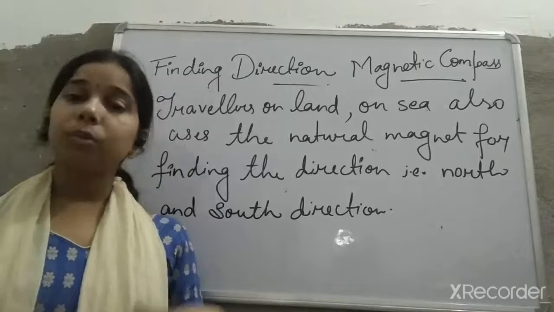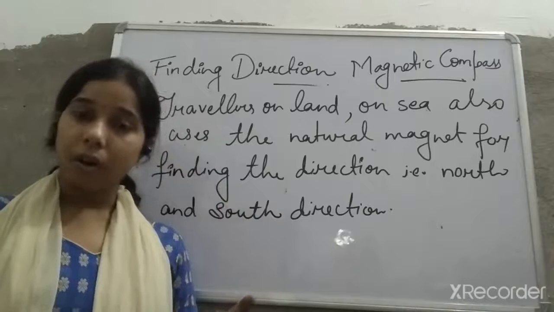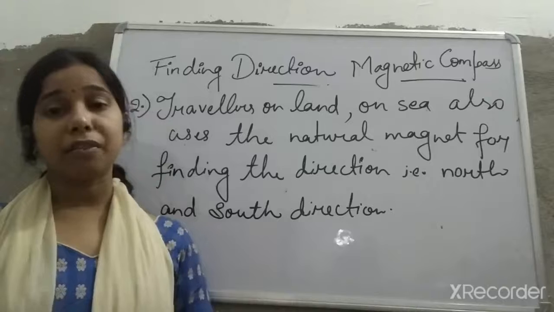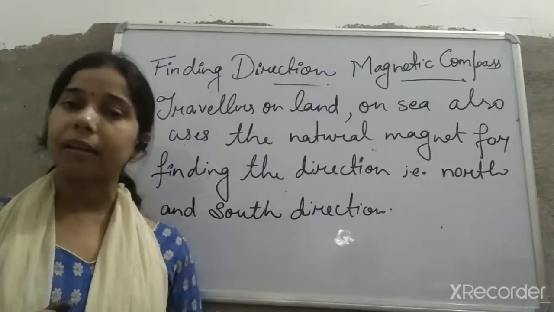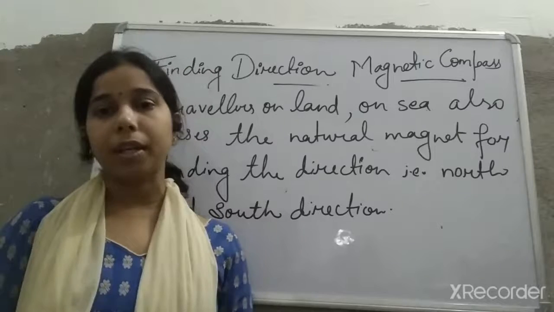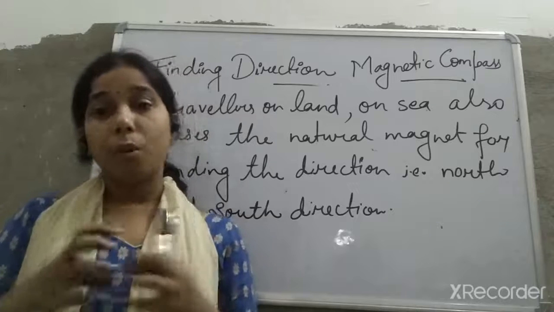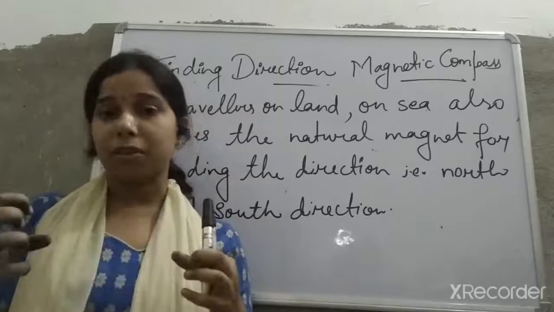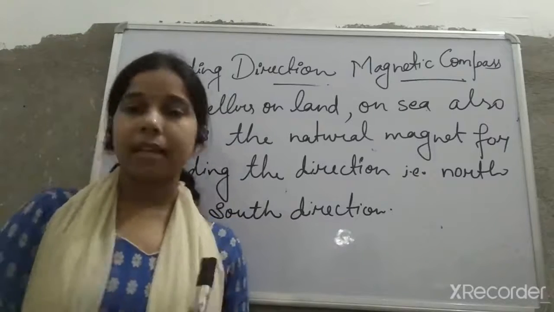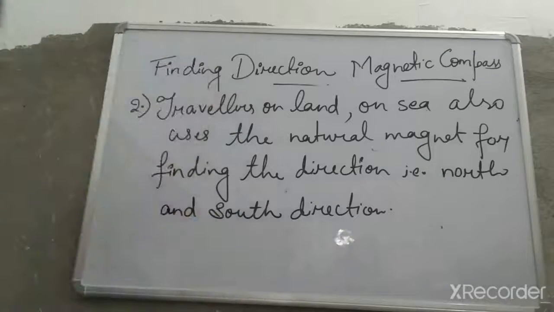Now we will study what a magnetic compass is and how it is used, or what are the different uses and the importance of this magnetic compass. But before we go further, we should understand the second property of the magnet, that is, like poles repel each other and unlike poles attract each other. At first we will understand this concept, then we will understand what a magnetic compass is, students.